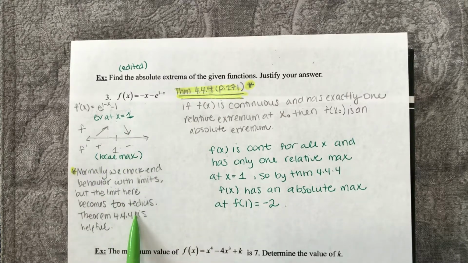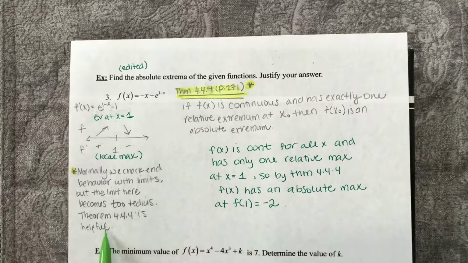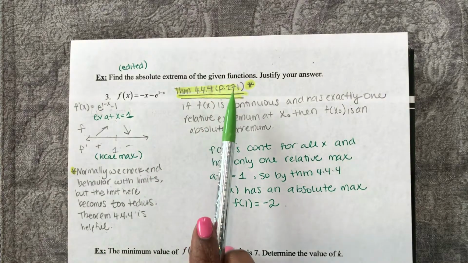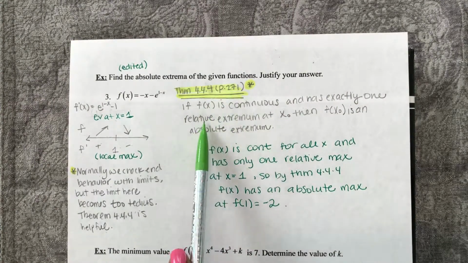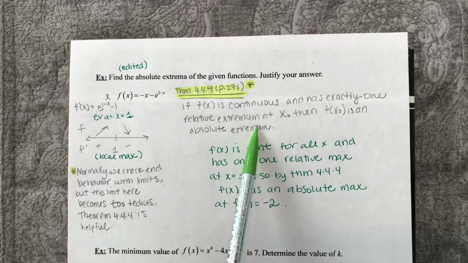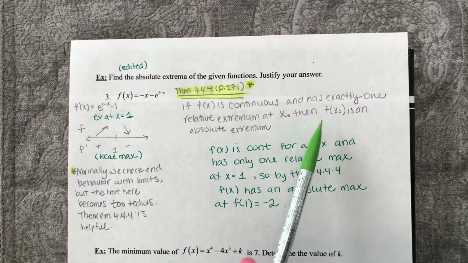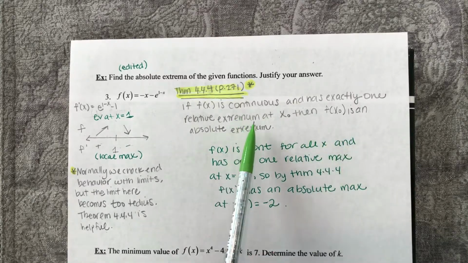Now keep in mind, normally we check end behavior with limits here to see what's happening, to see if there is an absolute extrema. But this becomes too tedious with the limit of this problem. So theorem 4.4.4 is helpful, and it's on page 271 of your book. It states if f of x is continuous and has exactly one relative extrema at x equals x naught, then f of x naught is an absolute extrema.